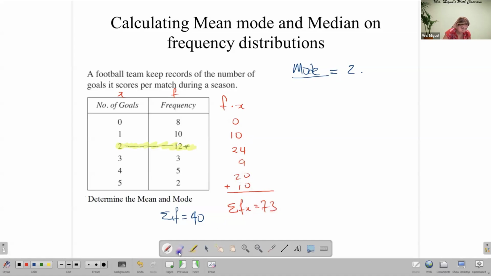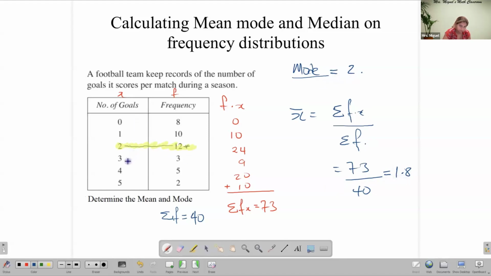To find our mean, what we do is that the mean is equal to the sum of the frequencies times the number of goals over the sum of the frequencies. And that simply gives us 73 divided by 40, and 73 divided by 40, when you punch it in your calculator, gives you approximately 1.8. And that would tell us that the mean number of goals scored is 1.8. Compare that with the mode. The modal number of goals scored is 2, and the mean is 1.8.